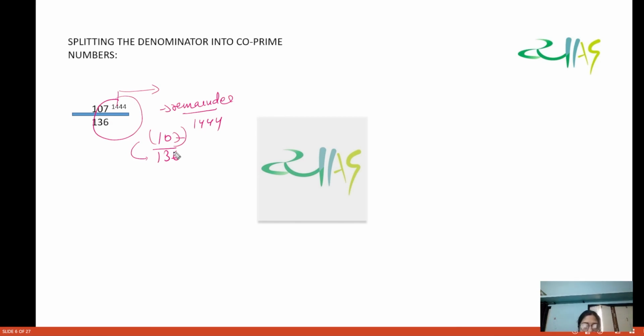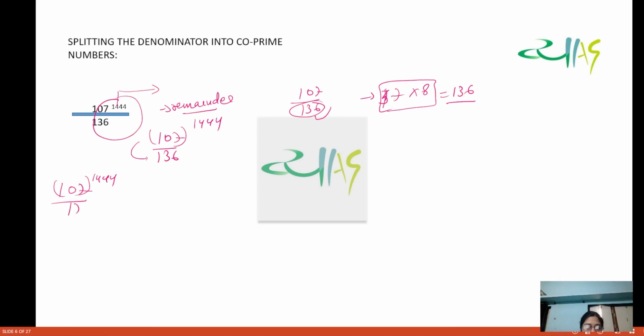So now basically what are you going to do here is that 107 divided by 136. So this 136 can be split in the form of, let's say, 17 into 8. Okay, 17 into 8 can be 136. All right. So we can split this number. So just write 107 to the power 144 divided by 17, and 107 to the power 144 divided by 8. So this question is just on a little tougher side or cumbersome type. So we will see this.